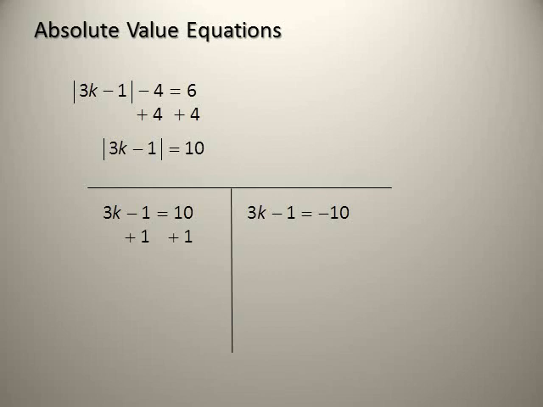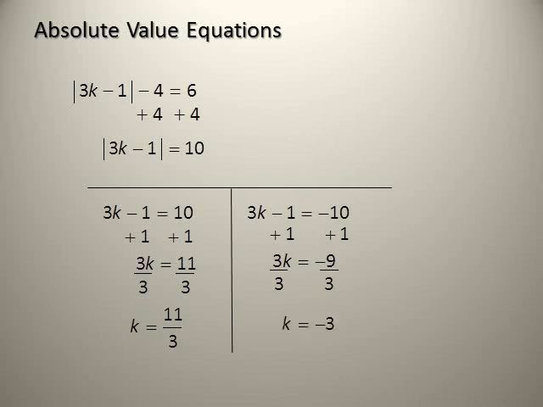Find the value of k in the first equation. It will be 3k equals 11. Finally, k equals 11 over 3. Go to the second one: 3k equals negative 9. Finally, k will be equal to negative 3. The solution set will be negative 3 comma 11 over 3.